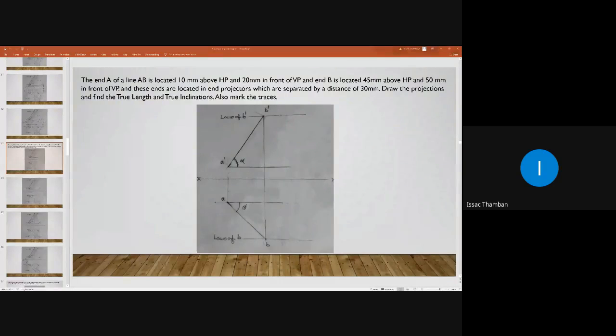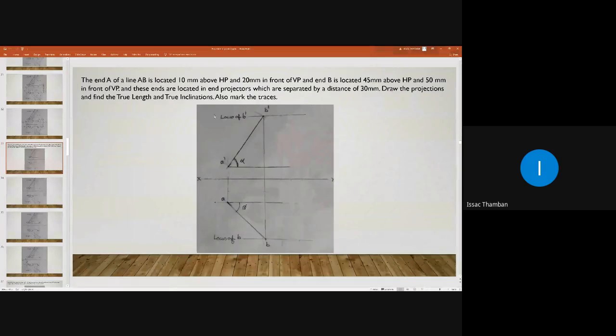Have you finished? Have you marked? Yes, sir. Okay. So you have drawn the first end projector, and you have marked A and A dash. A is the plan and A dash is the elevation. This distance is 10 mm and this distance is 20 mm.